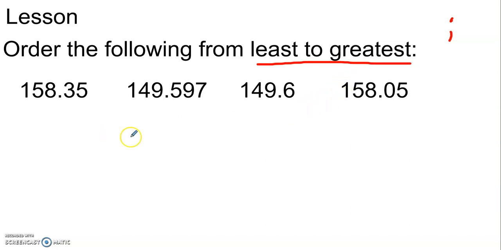Because if I answered this from greatest to least, my answer would be wrong. There's no way around it. There is no partial credit on that either. If in this problem I put greatest to least, I would be wrong because the instruction said least to greatest. So the smaller number must go first. But if I look at this, I have 4 big numbers. So what I'm going to do is go back to the same rules as comparing. And I'm going to write these numbers right on top of and below each other. Okay?